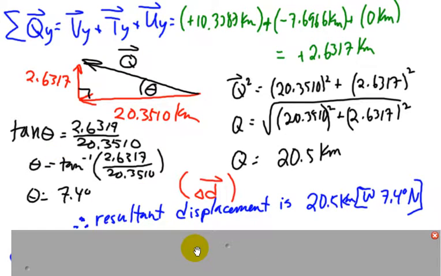So overall, when we figure out that resulting vector, it's really the resulting displacement or change in displacement. 20.5 kilometers west, 7.4 degrees north.